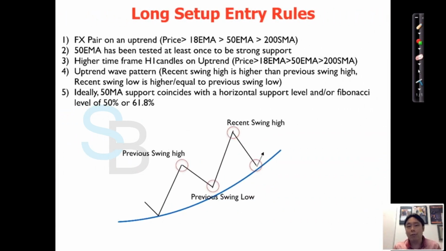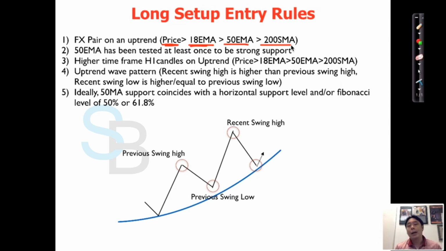So let's go into the nuts and bolts of it and learn the entry rules. Let's begin with the long setup entry rules. When do we go long? When do we buy? We buy, obviously, when we see a clear uptrend in the price action. So how do we define a clear uptrend for an FX pair? Once again, we define an uptrend as the price has to be above the 18 EMA, the 18 EMA above the 50 EMA, and the 50 EMA above the 200 simple moving average. We need to have that moving average sequence in place to tell us it's a very strong uptrend, so there's a very high probability that price will continue moving up.